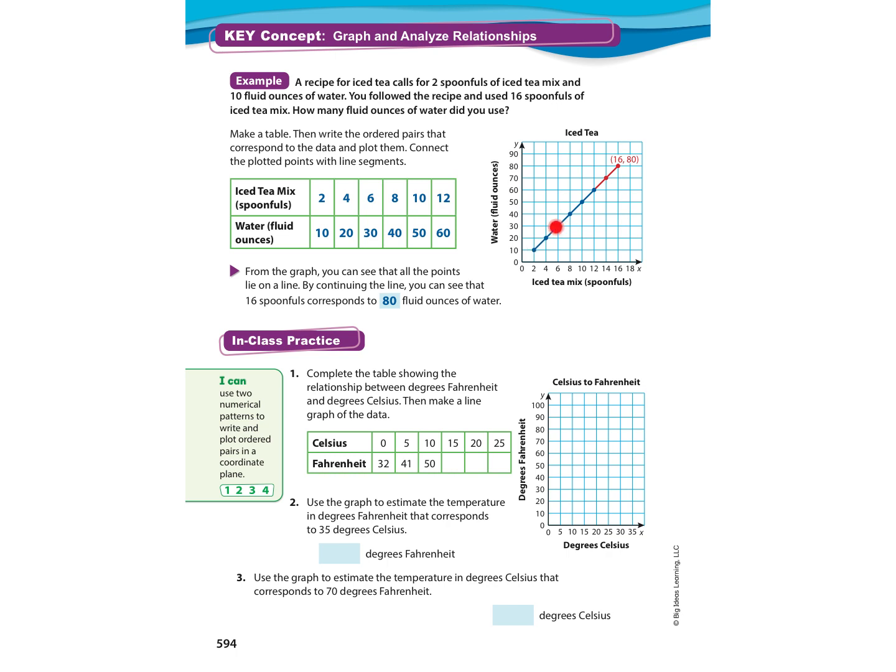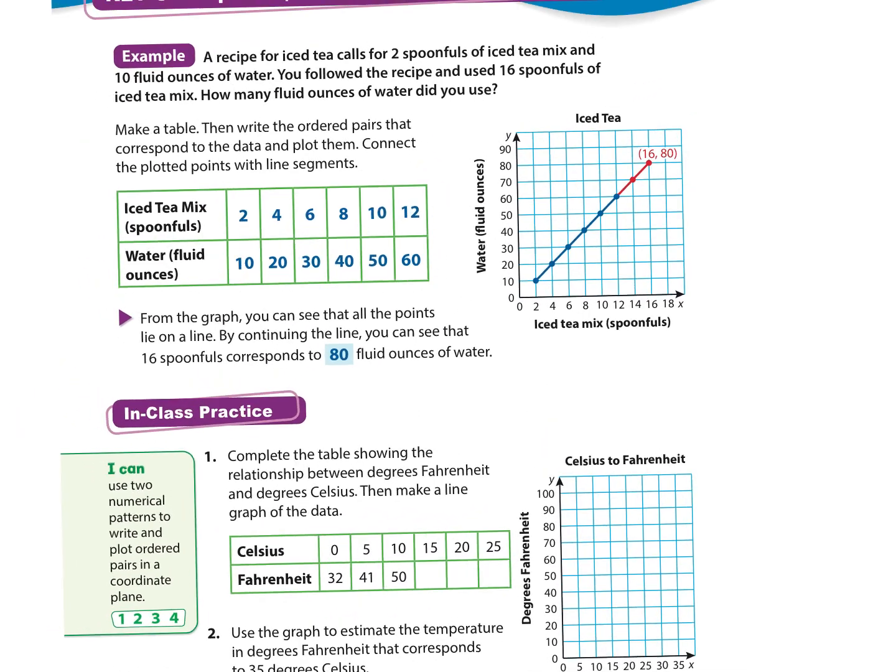So I'm showing all of the data that came from this table right over here. And so I can see that if I had 12 spoonfuls of tea, that's going to be equivalent to 60 ounces of water. That was the last piece of data that was given to me in the problem.